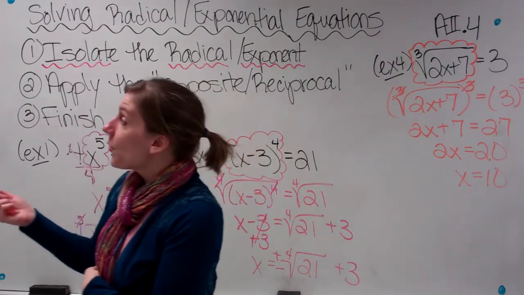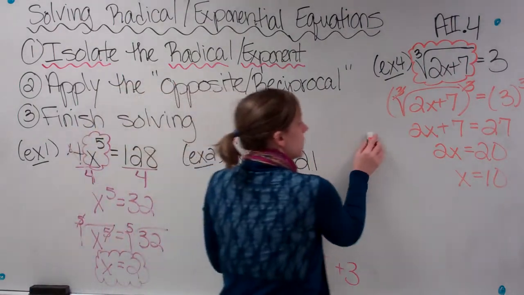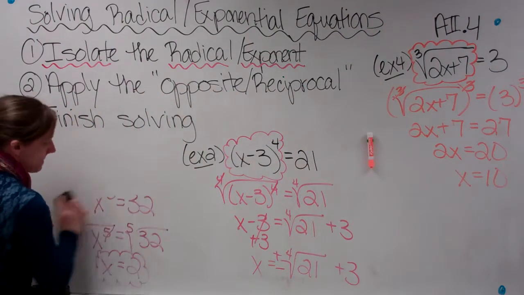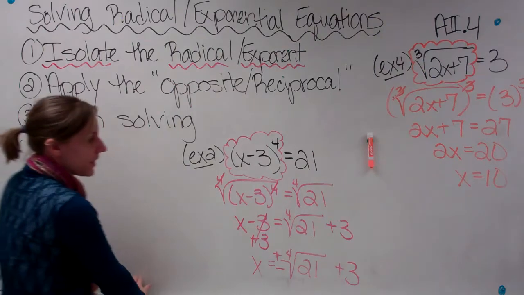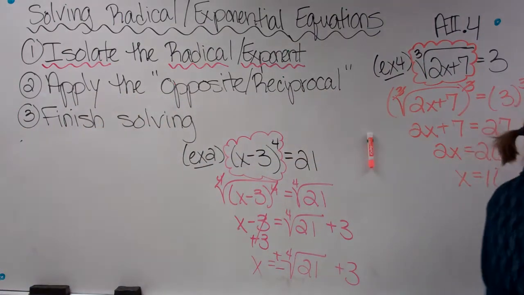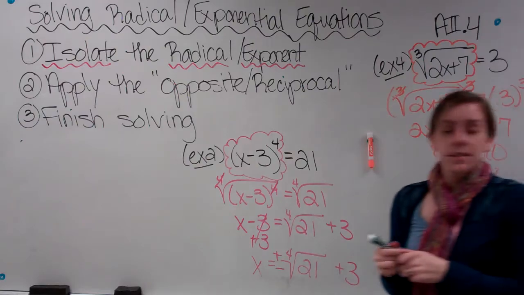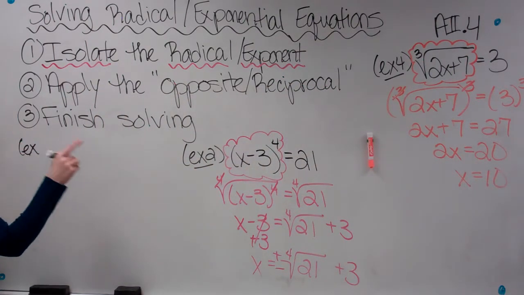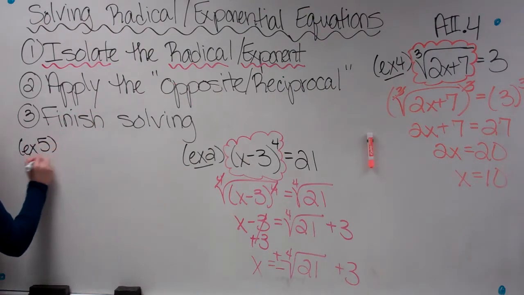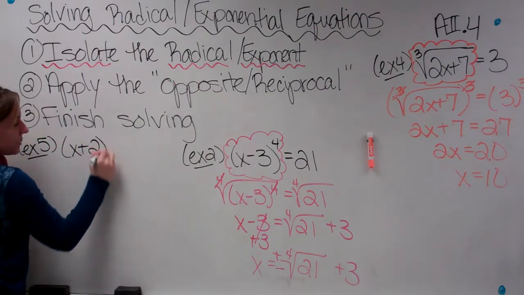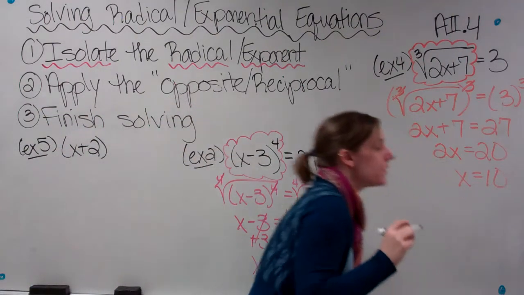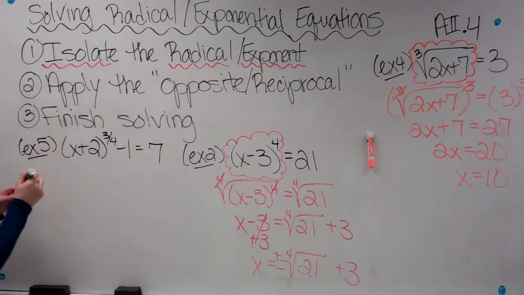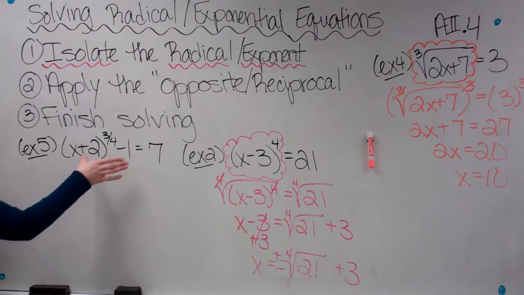All right, so we have other ones to practice. Well, let me throw one more up here. The one that I erased said x plus 2. So this is example, oh, somehow I skipped 3, so we'll just call this 5. (x plus 2) to the 3/4 minus 1 equals 7. So that's what the other one said.